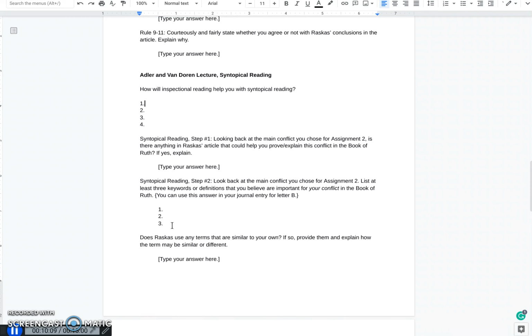So how you can do this is to think about what terms are important for you in this paper. This might be a little tricky to do before you're ready to sit down and draft, but just think right now about some of the keywords or definitions that you believe are important for describing or understanding your conflict in the Book of Ruth.